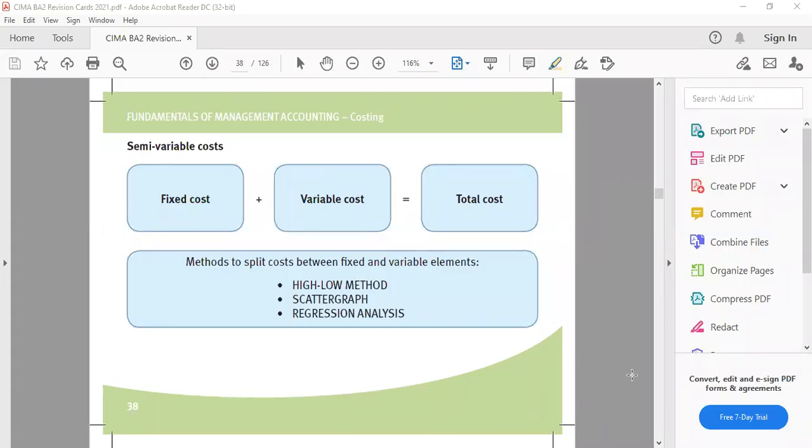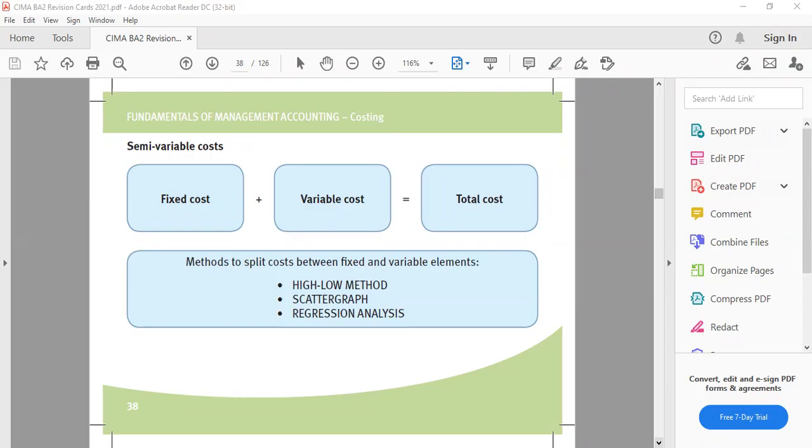Okay. So to continue with, there are three methods of splitting the semi-variable costs, that is, into the variable component and the fixed component. It has to be split into two parts. Why? Why is the question?